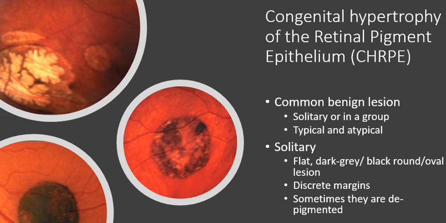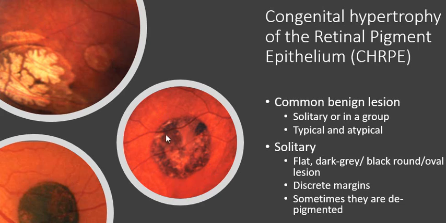Now, they can be either solitary, as you can see the ones shown here, or they can hang out in a little group, in maybe 2 or 3. This one here has got a little group of them, but these two are solitary. And they can also be what's known as typical or atypical. So a solitary CHRPE is flat, and it's usually dark grey or black, and they can be round or oval, as you can see in these ones here.